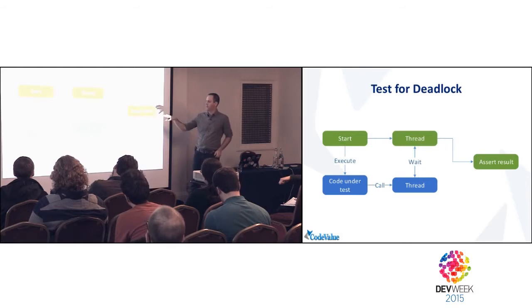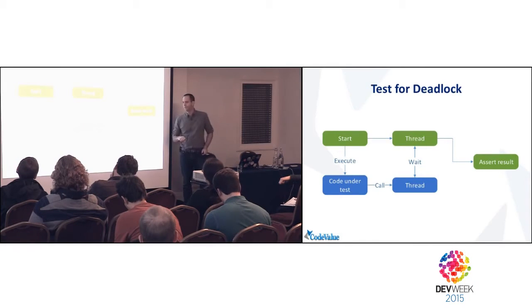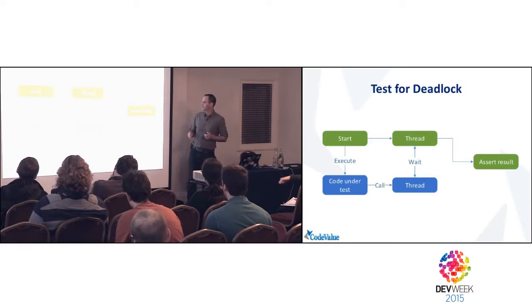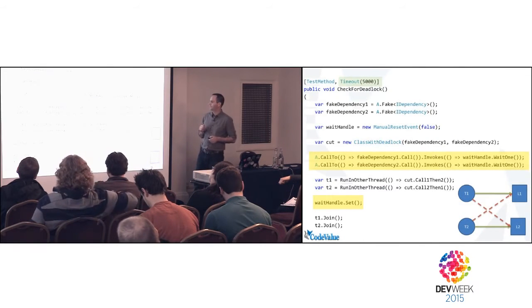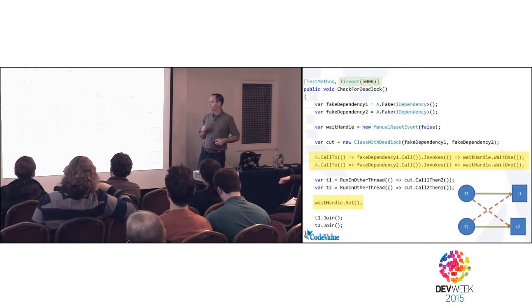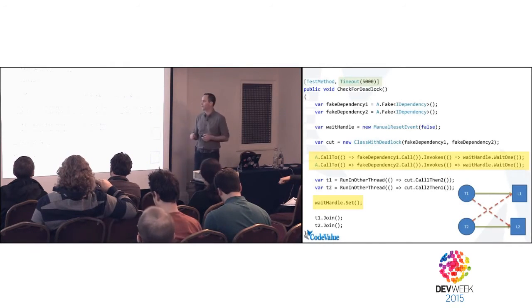I want to have two threads executing, stop both of them before the place I think a deadlock will happen, or if I got a bug, the place I know that a deadlock occurred, and then I release both of them at the same time to crash into one another. And this is the actual code. And again, I use run in other thread because this call is not asynchronous. And I run this one in another thread. That's me in the test running two threads in order to simulate the actual real-world scenario.